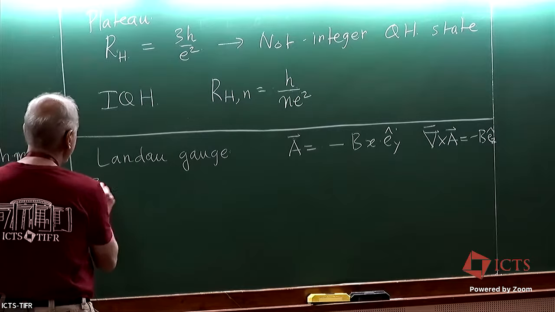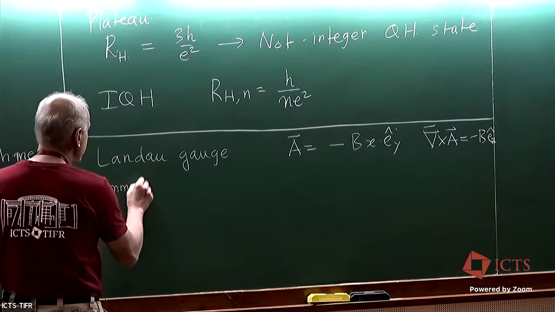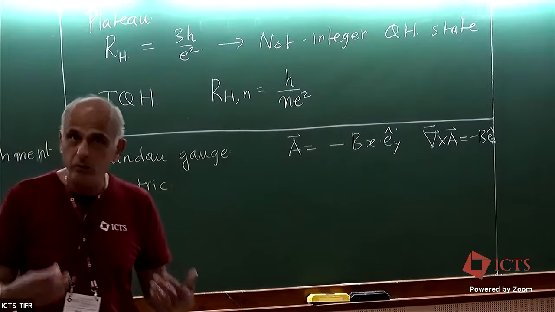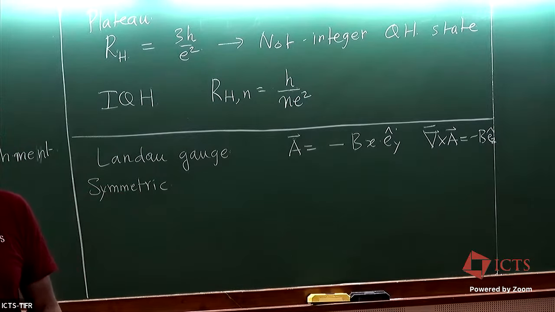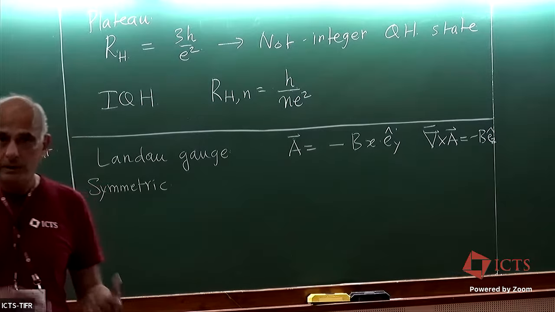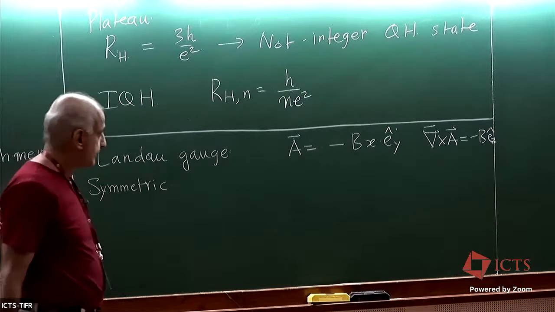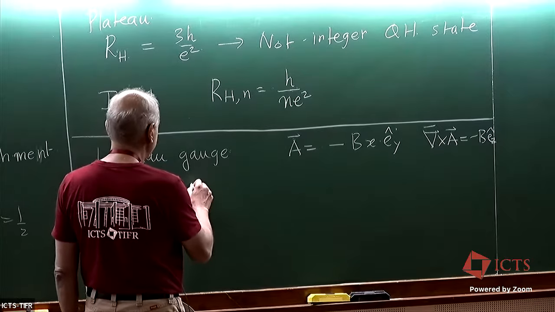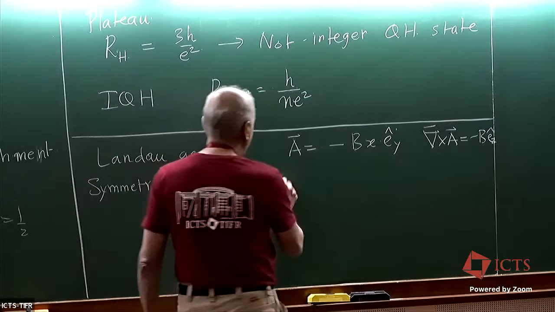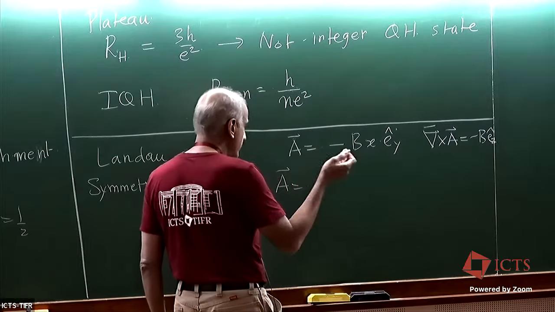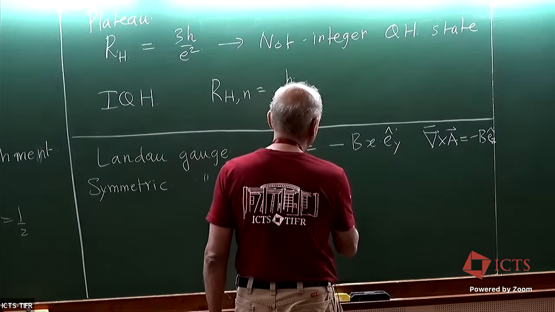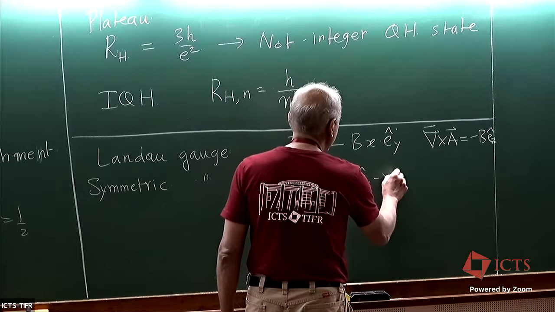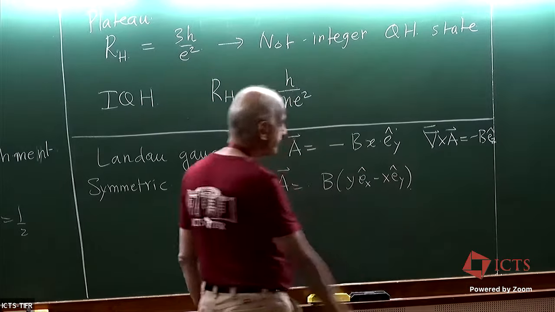And now we're going to use something called symmetric gauge. This turns out to be a very convenient way to write down wave functions in the lowest Landau level, because other than some Gaussian factor, these wave functions are all analytic functions. It's a very convenient gauge to express these functions. Of course, it has to give you the same magnetic field, so it must be y e_x minus x e_y.